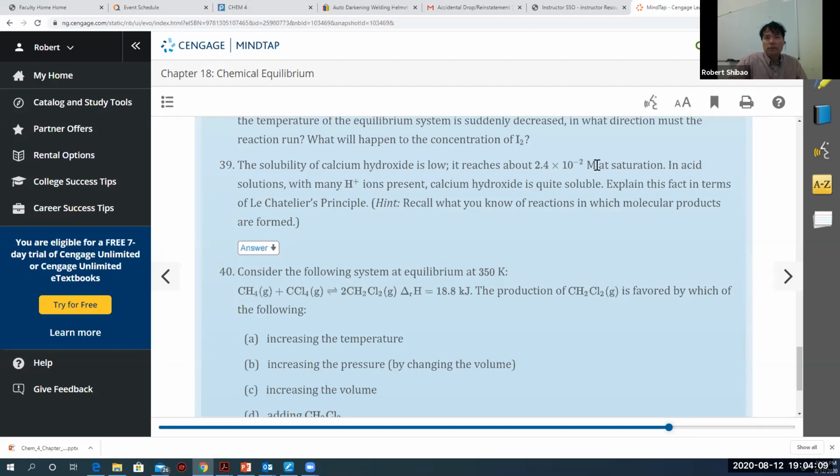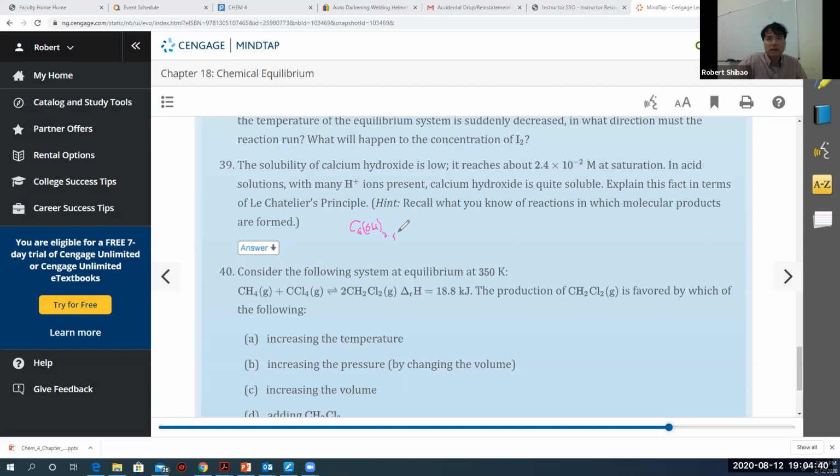Okay, anyway, in acid solutions with many H+ ions present, calcium hydroxide is quite soluble. Explain this fact in terms of Le Chatelier's principle. There are two ways to explain this. In terms of Le Chatelier's principle, if we're looking at solubility, then we have something called KSP. This is soluble in water.